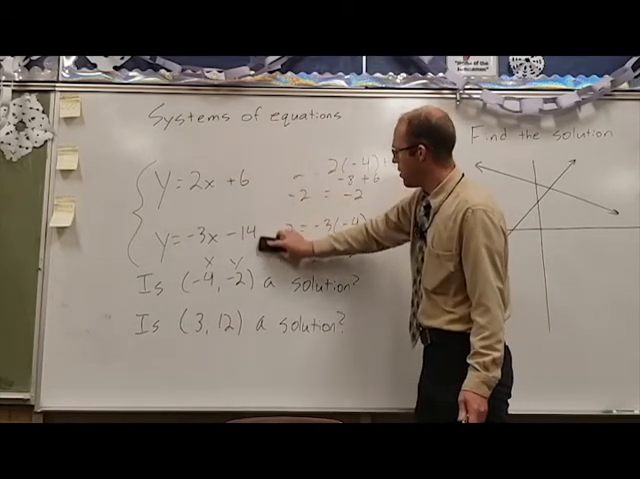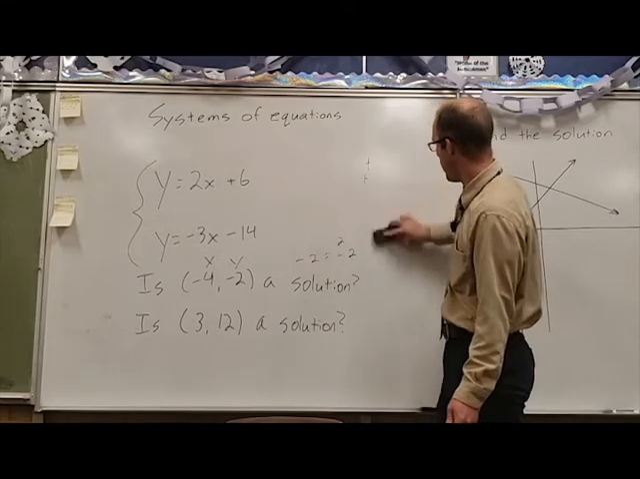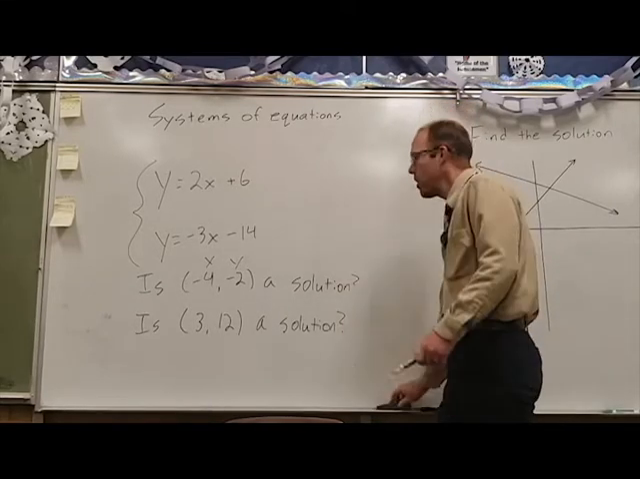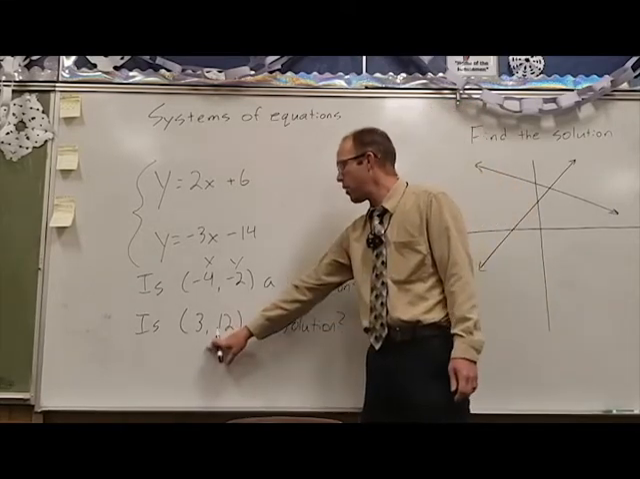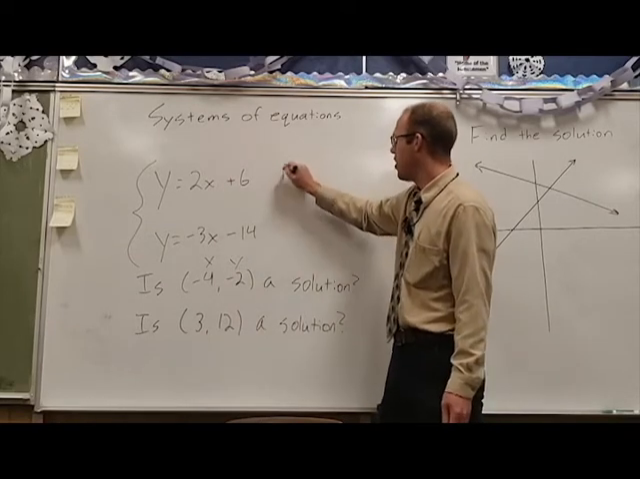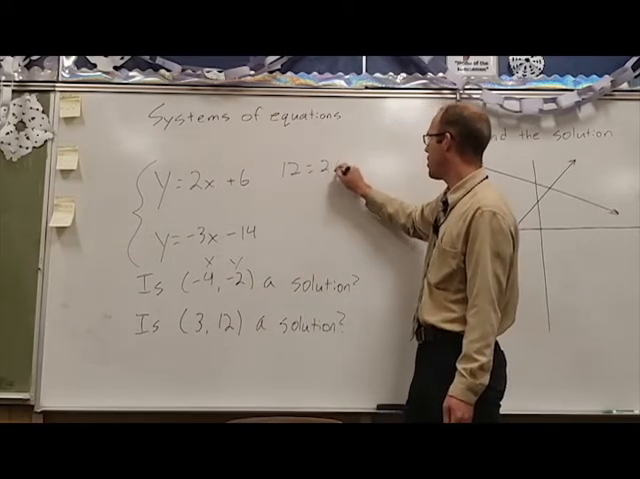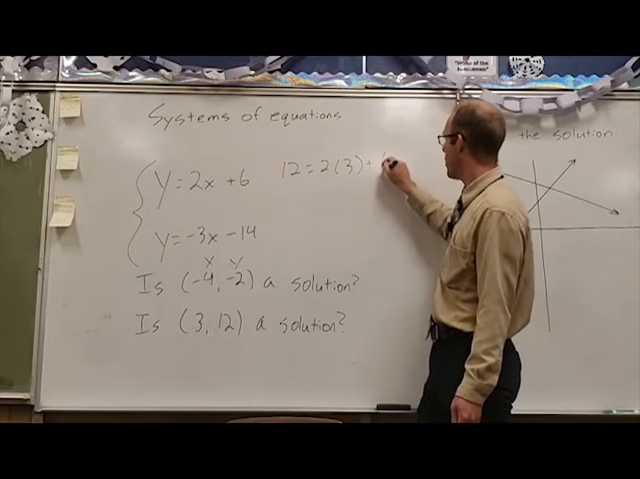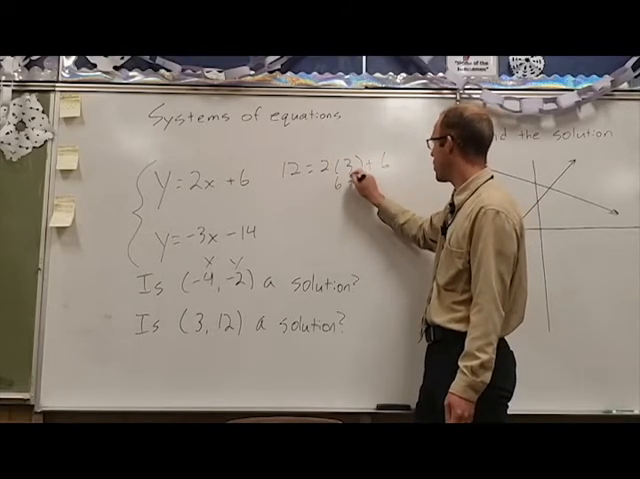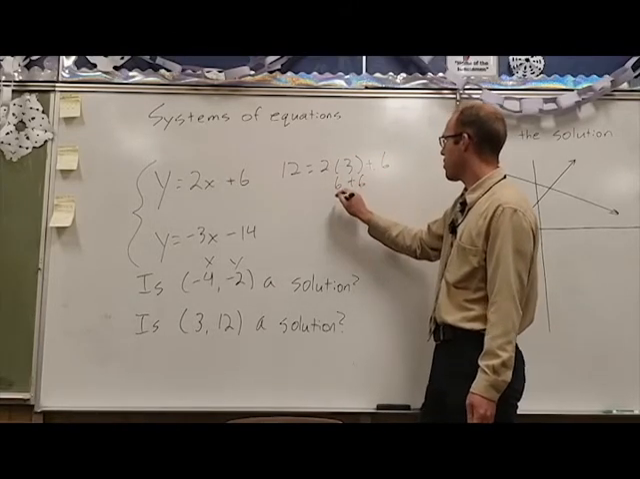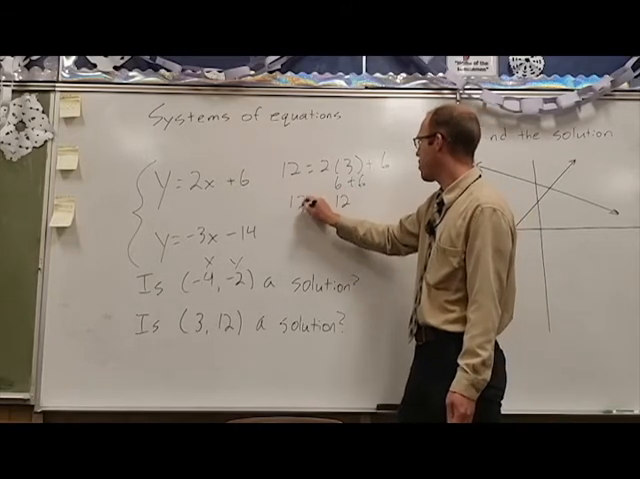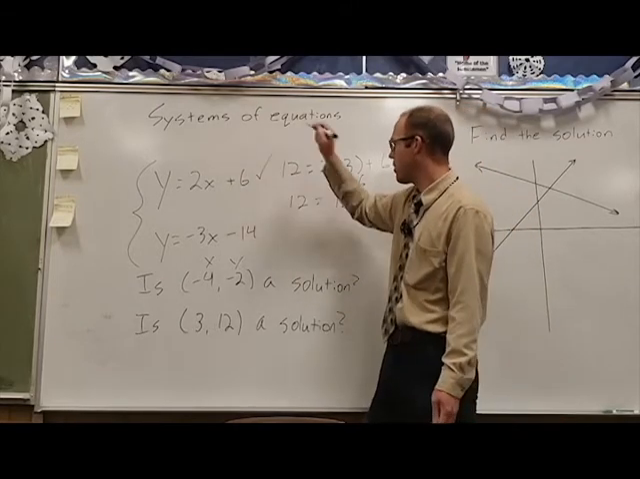Let's check one more and see what happens if we change some x and y values here. So we're going to test this time 3 and 12. Up here, that gives us 12 equals 2 times 3 plus 6. 2 times 3 is 6. So 6 plus 6 on the right side is 12, and we see that 12 equals 12. So that works for this one.